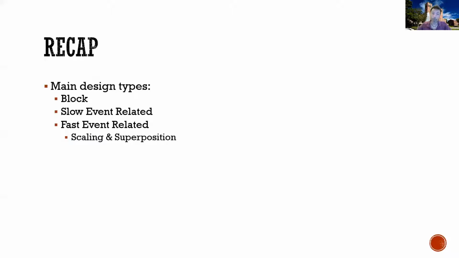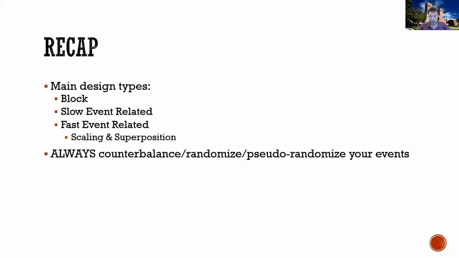And once you start talking about fast event related designs, so conditions where the BOLD response between contiguous trials might overlap, then the idea of scaling and superposition become very important. And also, if you do these kind of designs, you have to know that you always need to counterbalance, randomize, pseudo-randomize, or randomize under constraints, so that if there's any overlap between the responses to your trials, you can always tell them apart.